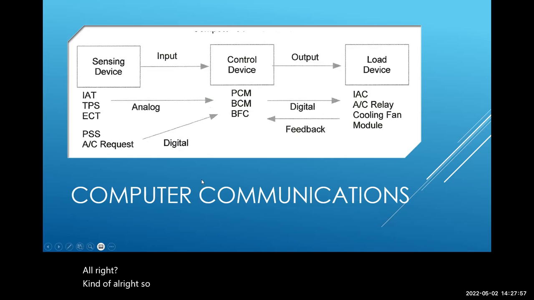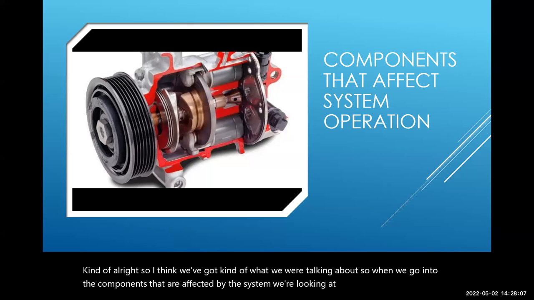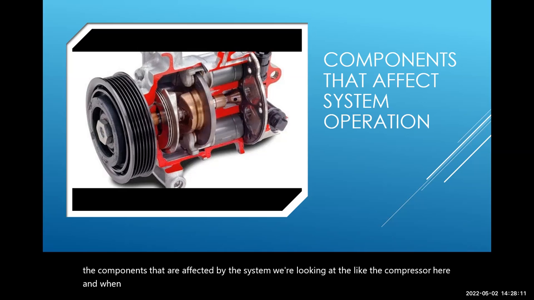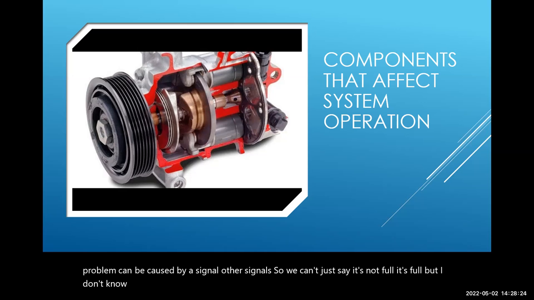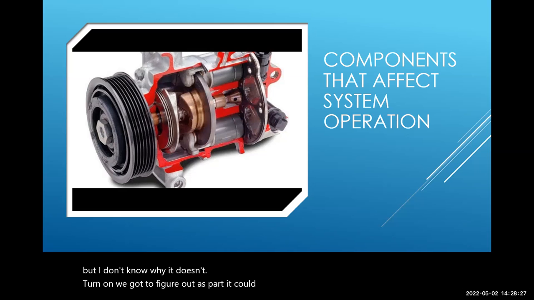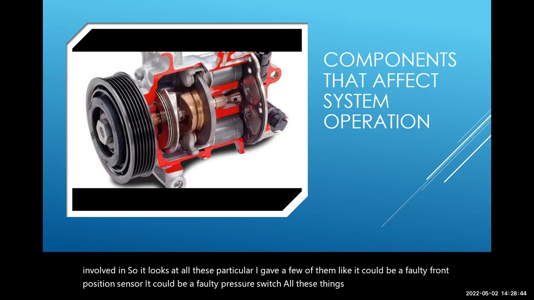All right, so I think we've covered what we were talking about. When we go into the components that are affected by the system, we're looking at the compressor here. When the compressor clutch is not engaged, even with a proper refrigerant level, the problem can be caused by other signals. So we can't just say it's full, but I don't know why it doesn't turn on. We've got to figure out what part of that AC management system is involved. It could be a faulty throttle position sensor. It could be a faulty pressure switch. All these things could be the cause, and we have to go down and identify them.